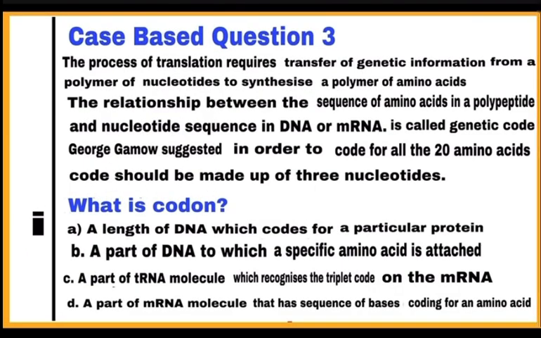Case-based question number 3. The given information is about translation process where chain of amino acid is formed from messenger RNA, and in order to code all the 20 amino acids, codes are present in the form of 3 nucleotides. After reading the information given, answer the questions. Question number 1. What is codon? Option D is correct. Codon is a part of messenger RNA molecule that has a sequence of bases coding for an amino acid. So, mark D as a correct answer.